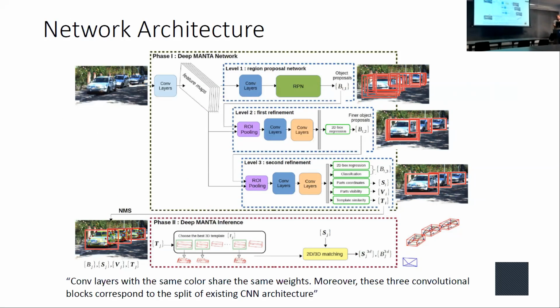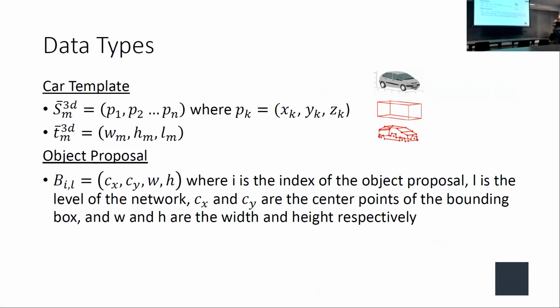So I'm going to be going back to this repeatedly. Overall, the picture sort of ties everything together, so it's going to be a lot of flipping around. Data types: we have the car template. This uses CAD data as a reference for all of its learning. So we have models for a bunch of different types of cars. The cars have a bunch of points, X, Y, Z, and a general template size with width, length.